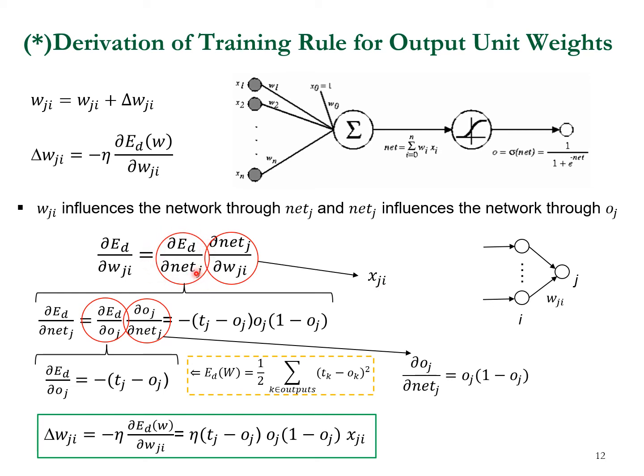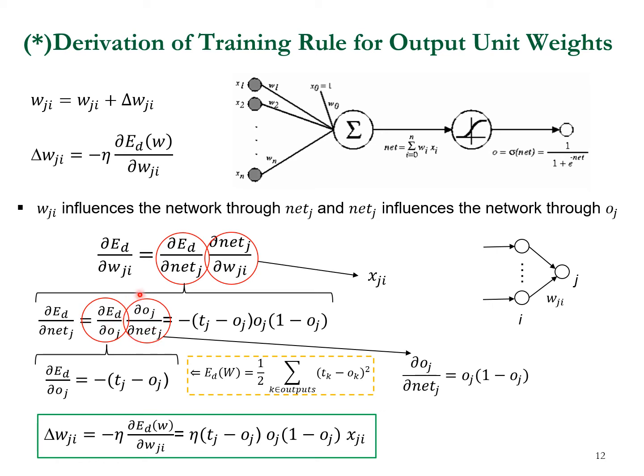This is the effect of net on the error function. But net has to go through the activation output function first, right? Net goes through the output function, and then the output function affects the error function. So again, this is decomposed into two parts: net affects output first, and then output affects the error function.